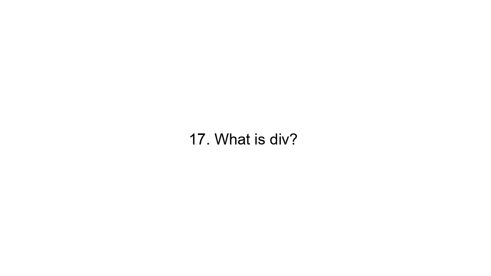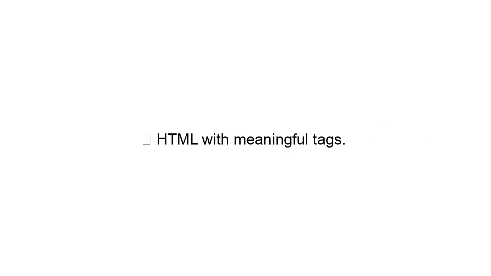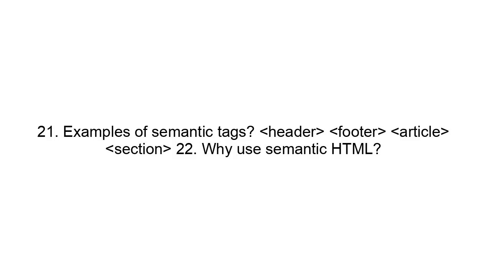17. What is div? Block level container. 18. What is span? Inline container. 19. Div versus span. Div means block, span means inline. 20. What is semantic HTML? HTML with meaningful tags. 21. Examples of semantic tags: header, footer, article, section. 22. Why use semantic HTML? SEO, accessibility, readability.